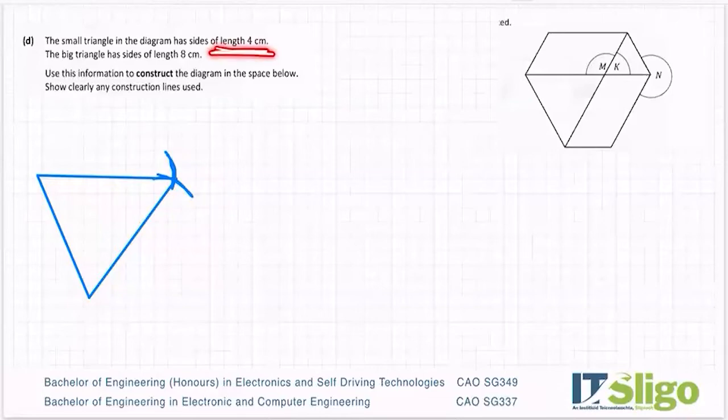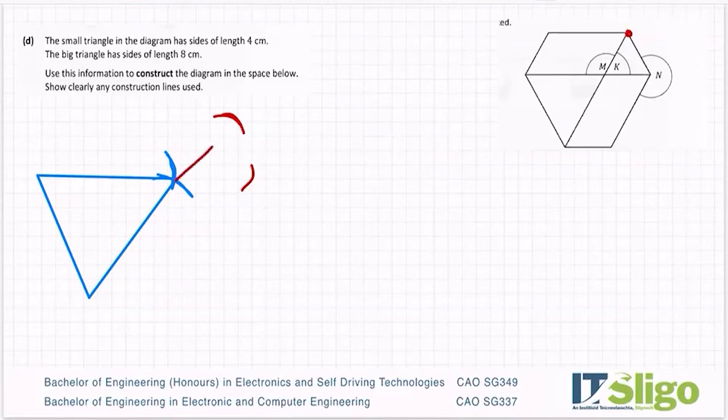What I would do then is using my compass, I would shorten it down to 4 centimeters, and I would continue on along this line. And again, I'll just change color. I would draw an arc of 4 centimeters. Okay, so that's that point there. I then come out from here and draw 4 centimeters. Okay. And then you draw that.